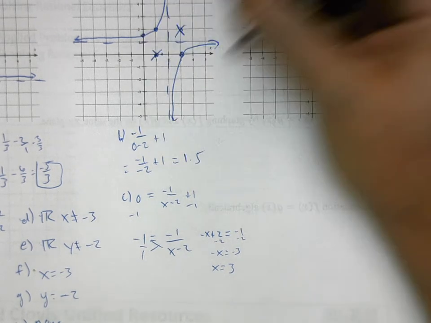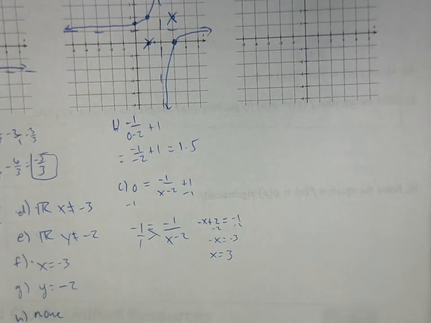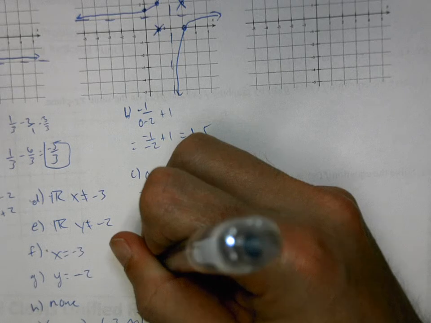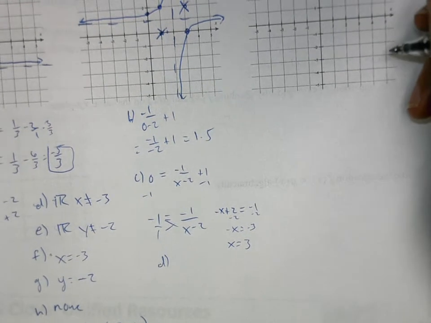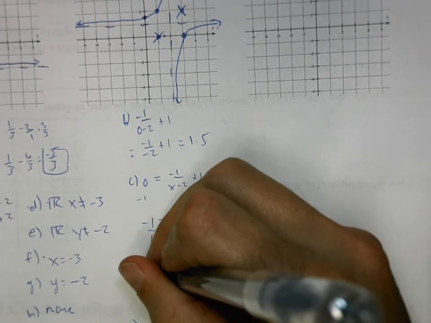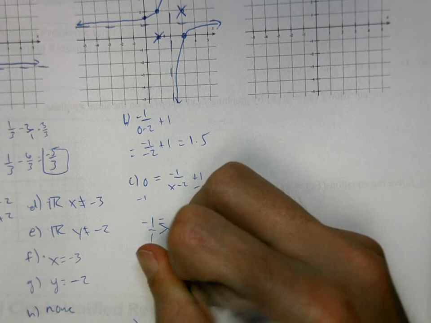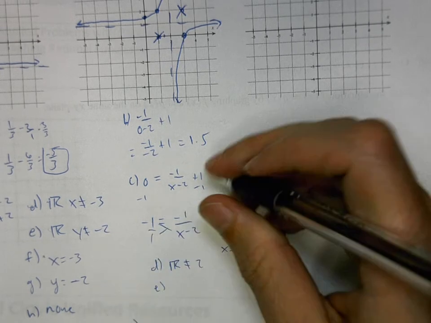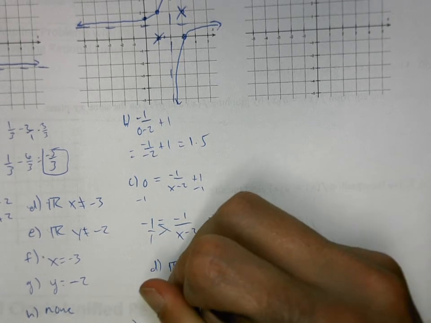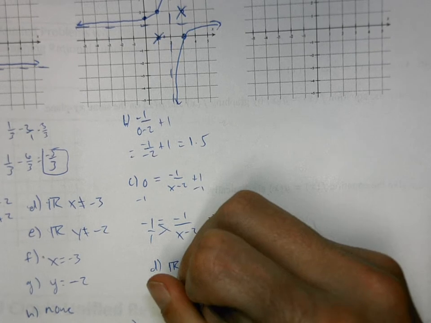Alright, part D. State the domain of f. The domain is all real numbers, but it can't be 2. The range is all real numbers except for your horizontal asymptote at 1. I always get them mixed up. Language is hard.